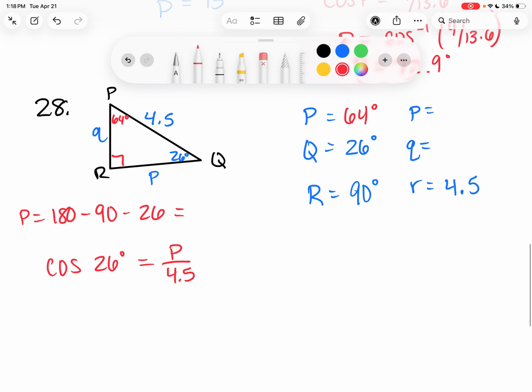And so then I just need to multiply both sides by 4.5. So I have 4.5 times the cosine of 26 is equal to P. And what do we get? 4. Yep.